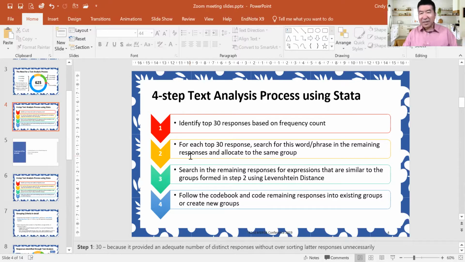Cindy, yeah, thanks for sharing. Do you want to explain a little bit more about the Levenshtein distance to everybody? So perhaps with an example.